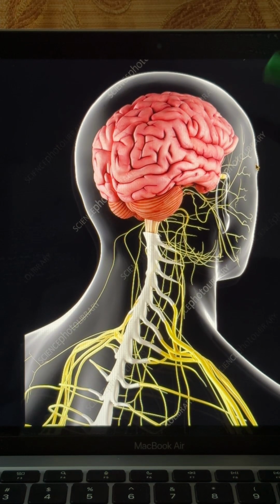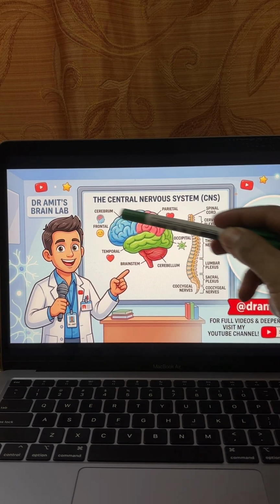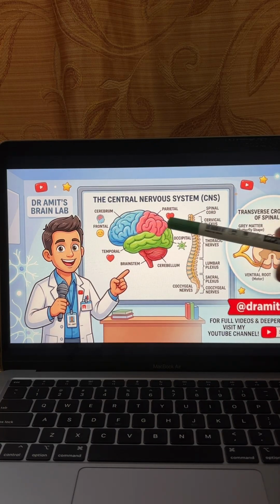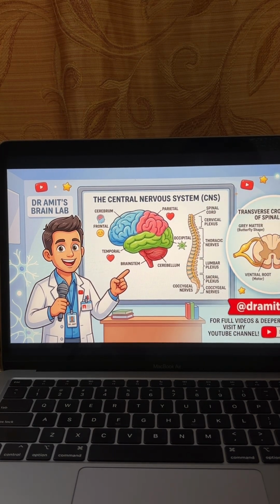In the central nervous system, we have this brain and this spinal cord. If you look at this picture, this is our brain, and we'll learn all the different parts of the brain later, and this is our spinal cord. Now, while talking about the peripheral nervous system, we have cranial nerves and spinal nerves. The cranial nerves are 12 pairs and the spinal nerves are 31 pairs.